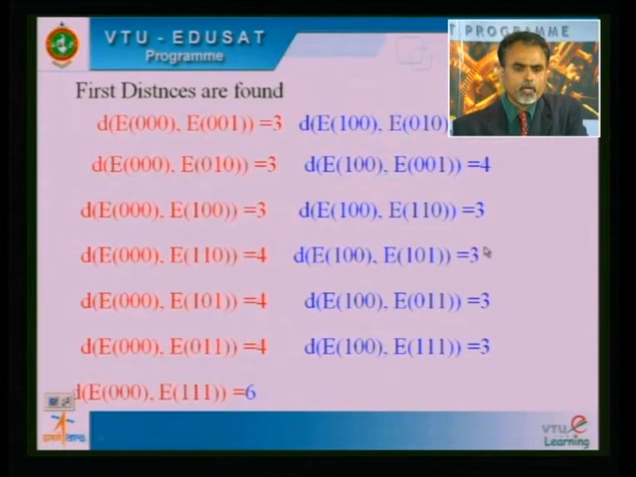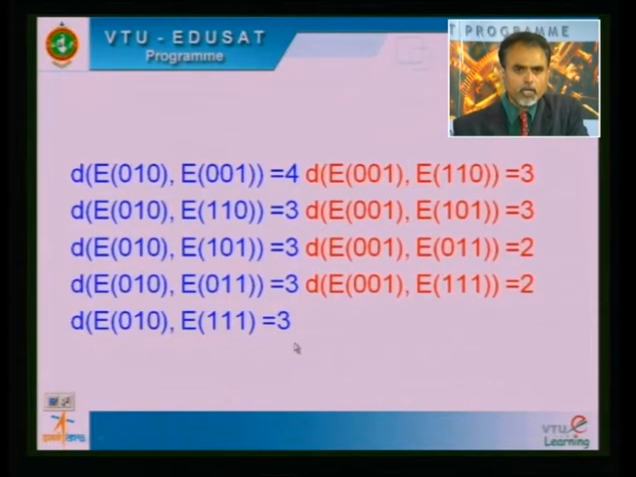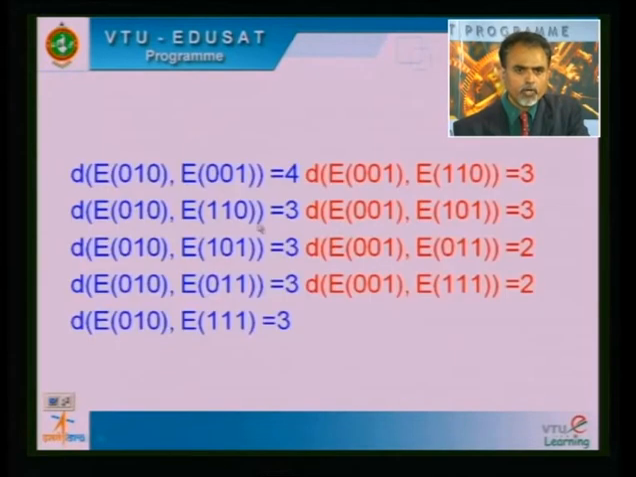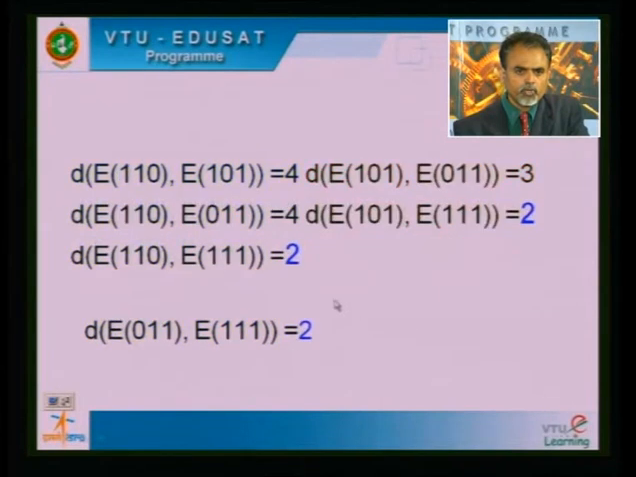So minimum is becoming 3, maximum is becoming 6, but still not completed. Some more are there here, because totally there should be 28. So here 1, 2, 3, 4, 5, 6, 7, 8, 9, 10, 11, 12, 13, and 14, 15, 16, 17, 18, 19, 20, 21, 22. And 23, 24, 25, 26, 27, 28. These different distances are found.